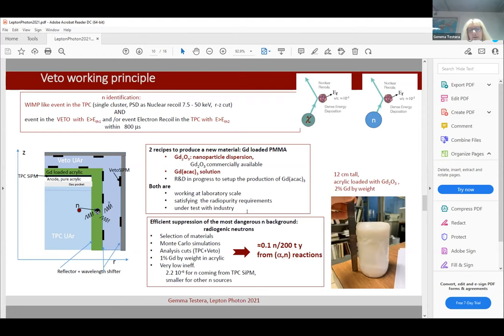You see one example of a laboratory scale object that we have realized. Taking into account the selection of the material, the Monte Carlo simulation, and the presence of gadolinium at a level of 1% by weight, we expect to have less than 0.1 neutron event during our exposure time from (alpha,n) reactions. So we will control the most dangerous background.